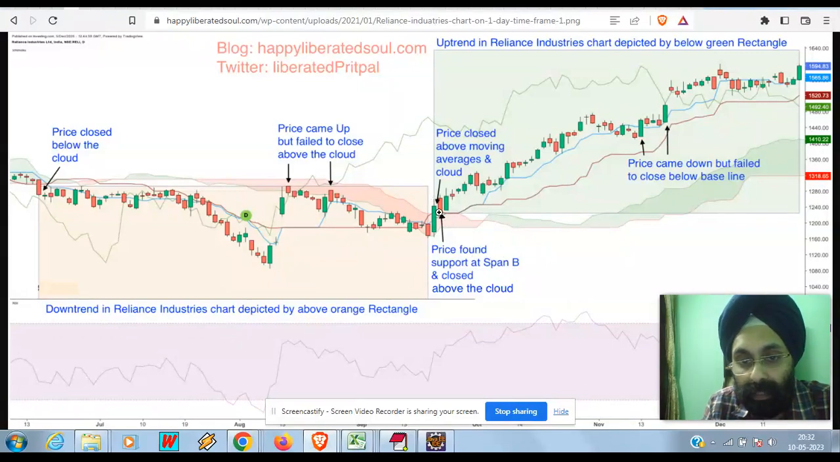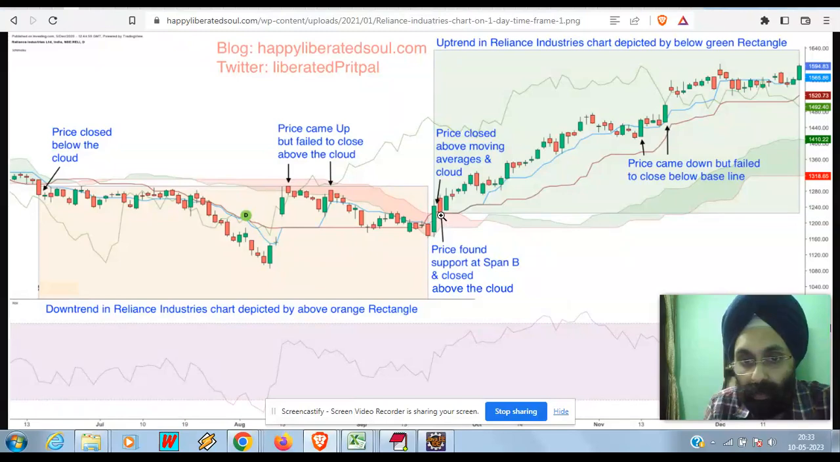So the next candle was red. Price found support at the span B and closed above the cloud. So span B is nothing but the boundary of the cloud. If the cloud is red, the upper boundary of the cloud will be called span B, and if the cloud is green, the lower boundary of the cloud will be called span B, and the upper boundary will be called span A.